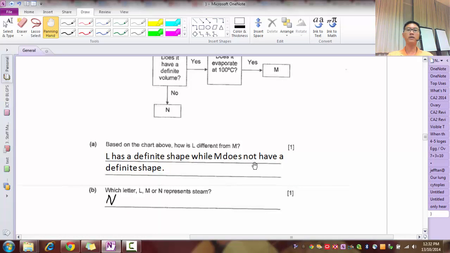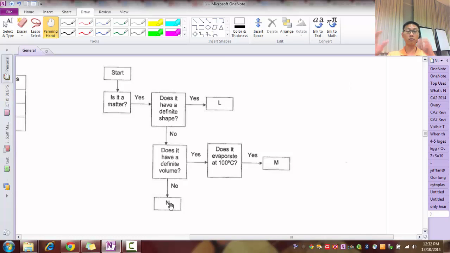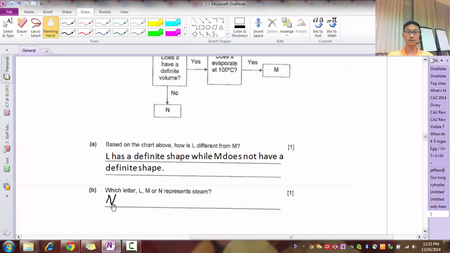Now please don't stop at 'L has a definite shape while M does not.' Full stop. Does not what? You need to continue: does not have a definite shape. Now which letter represents steam? Remember, steam is hot water vapor. It's not the water droplets, it's hot water vapor. So it's a gas. Is it matter? Yes. Steam is a gas. Definite shape? No. Gas has no definite shape. Definite volume? No. Gas has no definite volume. So that's why it's N.